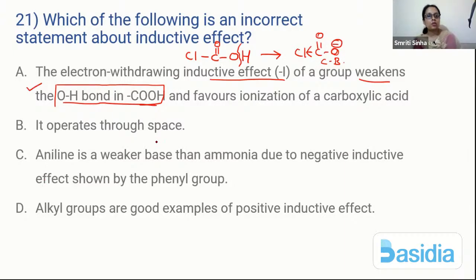Next, it operates through space. False. The inductive effect does not operate through space. Hyperconjugation operates but not the inductive effect. Next, aniline is a weaker base than ammonia. Correct, because the aniline lone pair is busy in resonance, so it is a weaker base than ammonia. Next, alkyl groups are good examples of positive inductive effect. Correct. So the only wrong statement is option B.